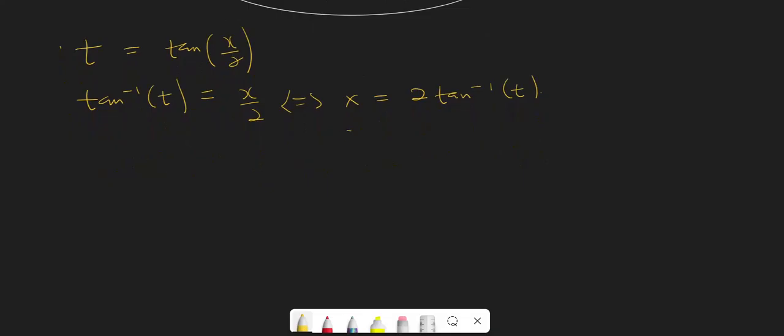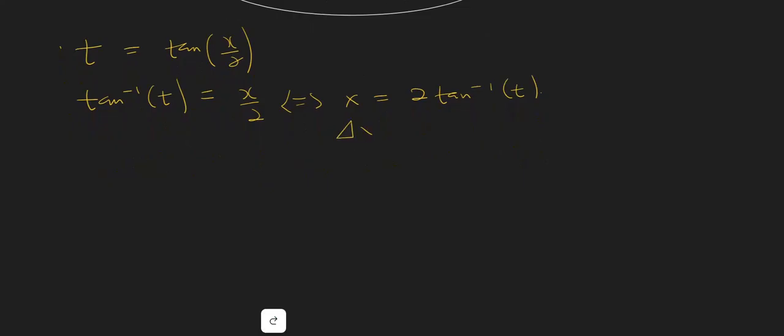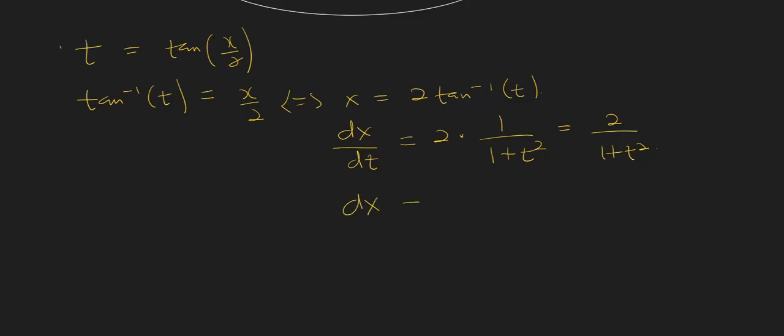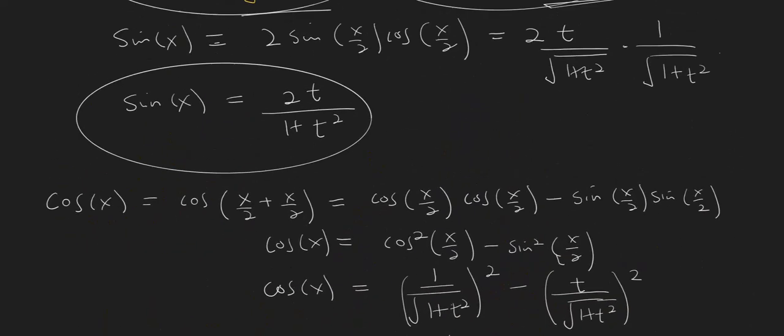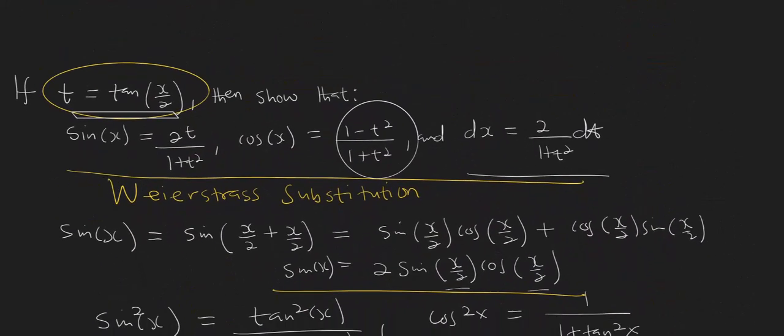Then we can take the derivative of x with respect to t. And that should be 2 times the derivative of tan inverse of t, the arctan. That is 1 over 1 plus t squared. So this is equal to 2 over 1 plus t squared. So our dx is equal to 2 over 1 plus t squared dt. And with this, the last one is proved. So this is what we were asked to prove from the very beginning.